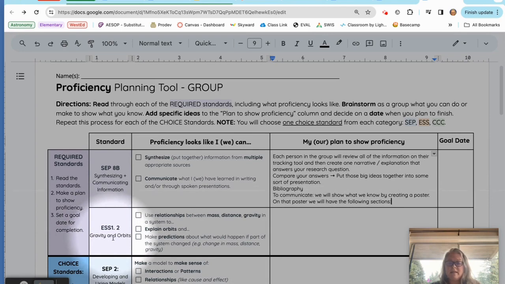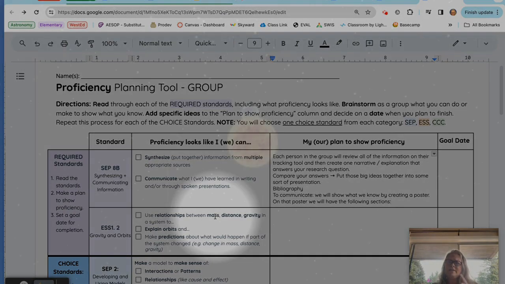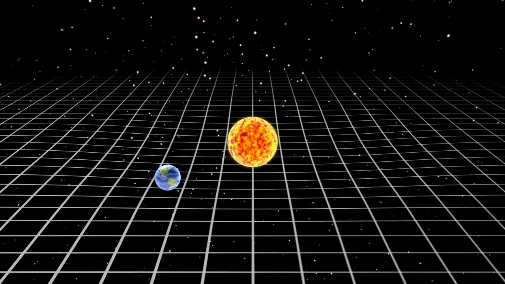and orbits. So this is all about basically how is gravity influencing and influenced by the mass and distance of objects that are interacting in a system. So it might be the solar system, it might be the galaxy, it might be the universe, and then using that to explain orbits. In other words, like, why does the Earth orbit the sun and not the other way around?